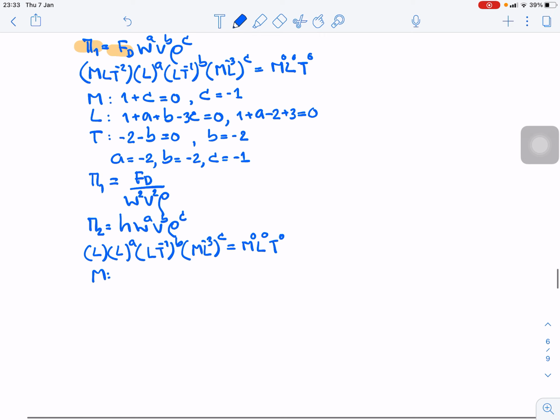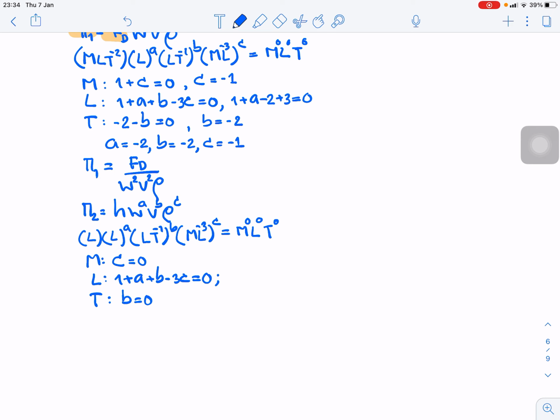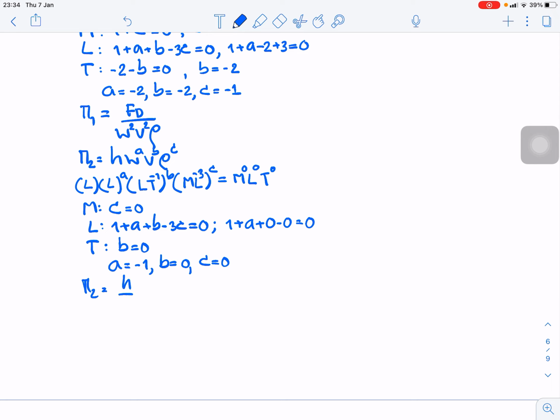For the power of M, we find that C is 0. For the power of L, 1 plus A plus B minus 3C is 0, and leave it. And for T, B is 0. So we can substitute B and C in the above equation. We get 1 plus A plus 0 minus 0 equal to 0. So we can show that A is equal to minus 1, B is 0, and C is 0. So the second pi term is H divided by W.